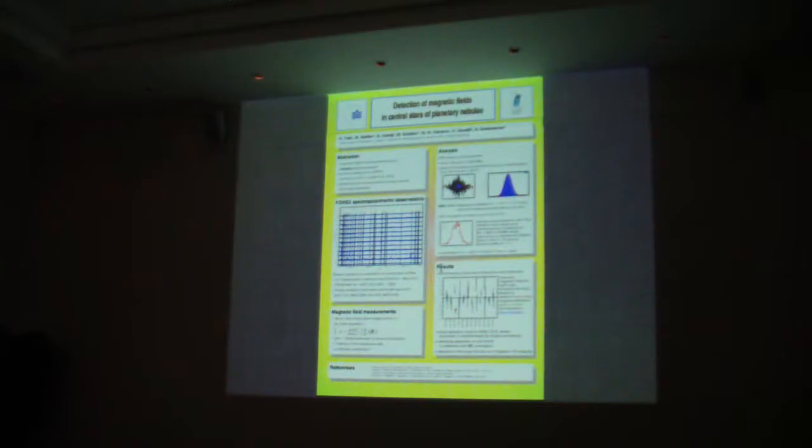This work is the result of a collaboration with some people from the AIP, Matthias Steffen and Svetlana Hubrig, and there we tried to detect magnetic fields in central stars, and we did a hard job on estimating the error margins, e.g. by help of stellar synthetic spectra.